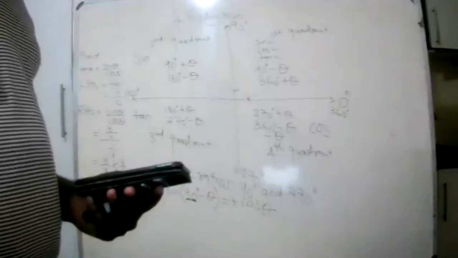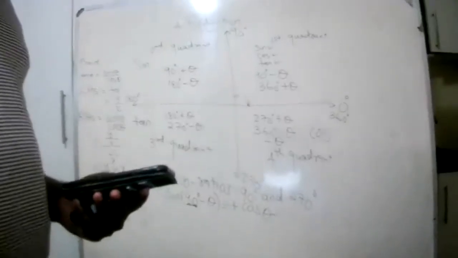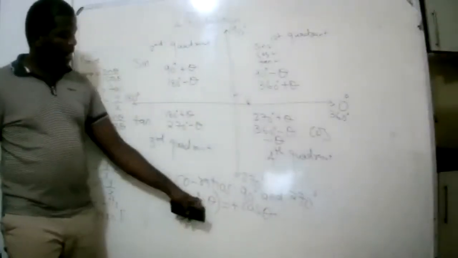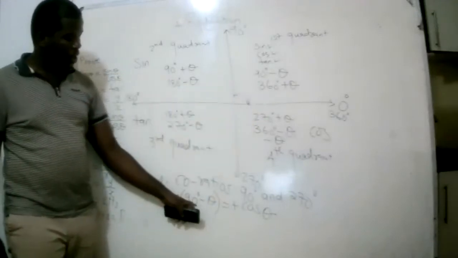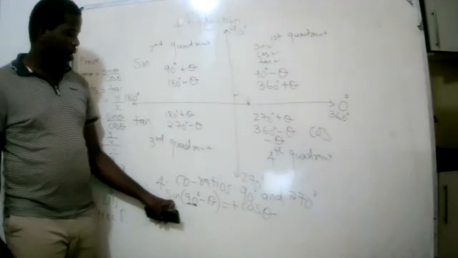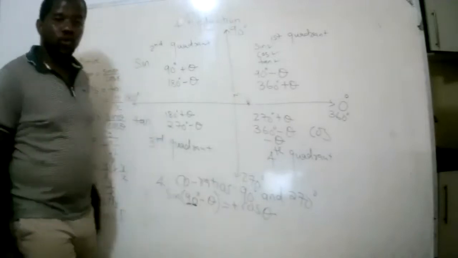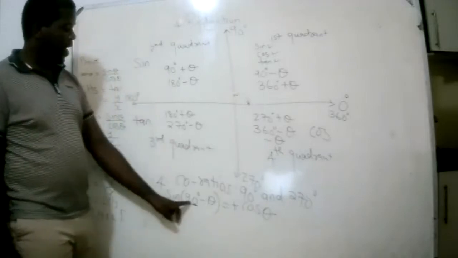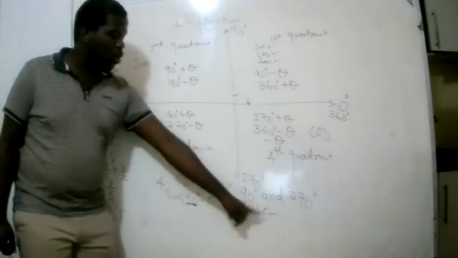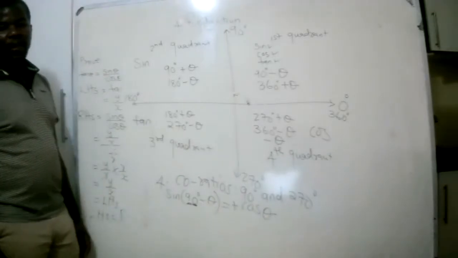All right, network is misbehaving, but I think I'm back now. So I was still explaining that 90 minus is on the first quadrant where sine is positive. But because it's a core ratio of 90, sine must change to what? To cos. So that's why we have cos of theta in this case. So sine of 90 minus theta is the same as cos of theta. Are we together?